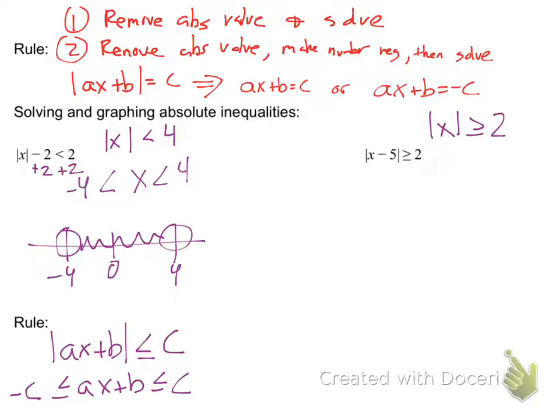So let's ignore this. Let's just ignore it in general. What if I just said the absolute value of x is greater than or equal to 2? Give me some values. 3. 2 does work this time, because the absolute value of 2 is 2, and 2 is greater than or equal to 2.